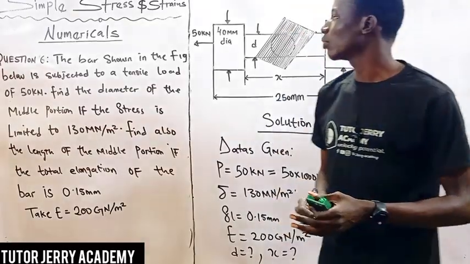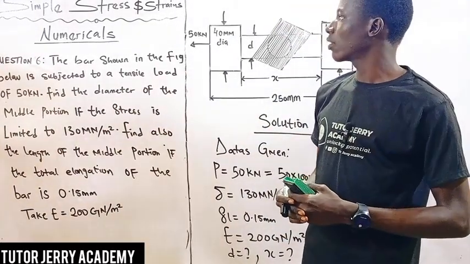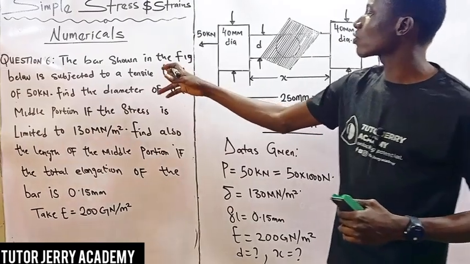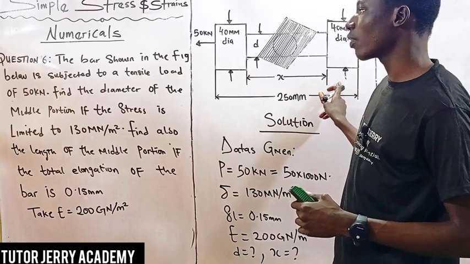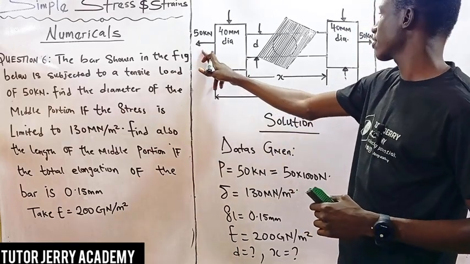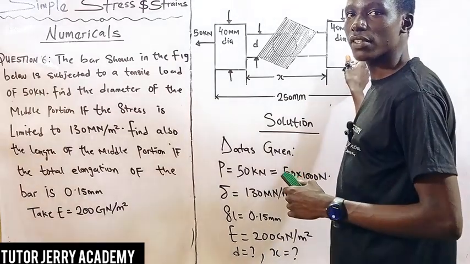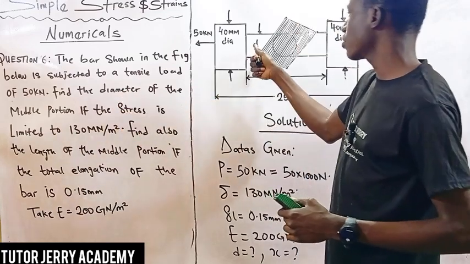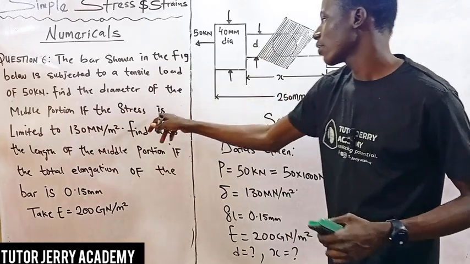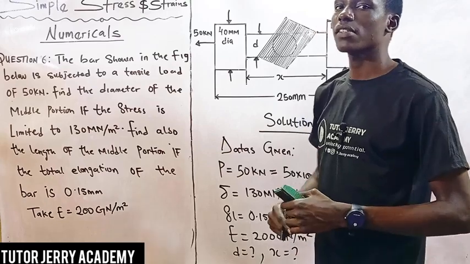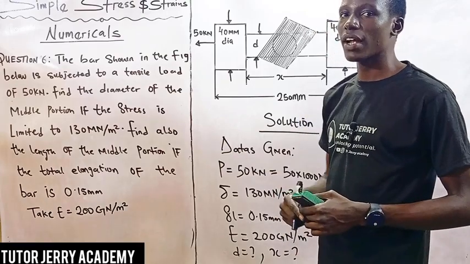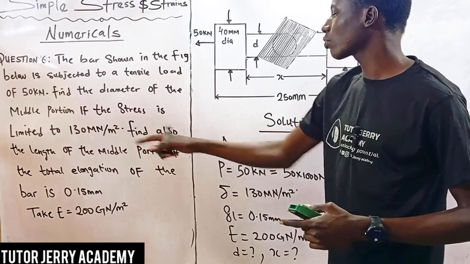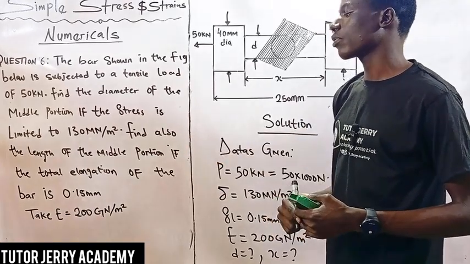This video we are looking at some numerical topics. Now we are still on that simple stress and strain, but the question on the board says: the bar shown in the figure below is subjected to a tensile load of 50 kilonewtons. We are asked to find the diameter of the middle portion B if the stress is limited to 130 mega. Of course, you know that mega is nothing but 10 to the power of 6. Find also the length of the middle portion if the total elongation of the bar is 0.15.